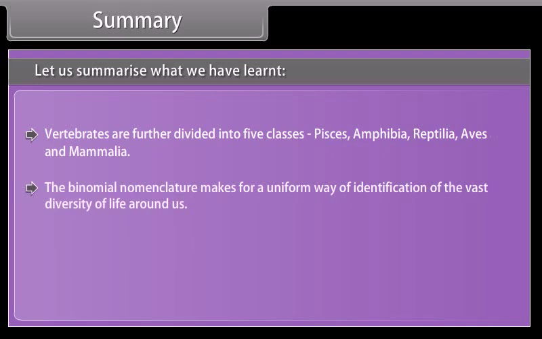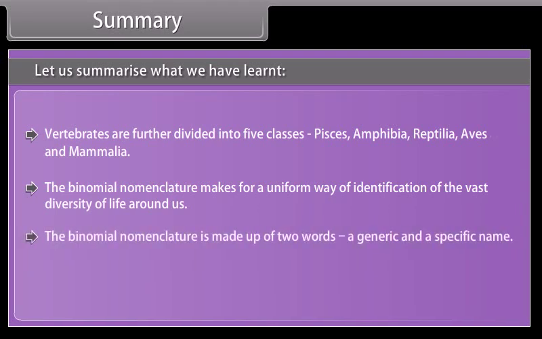The binomial nomenclature makes for a uniform way of identification of the vast diversity of life around us. The binomial nomenclature is made up of two words, a generic and a specific name.